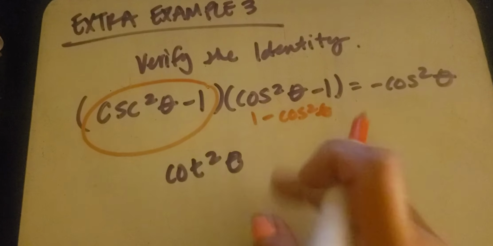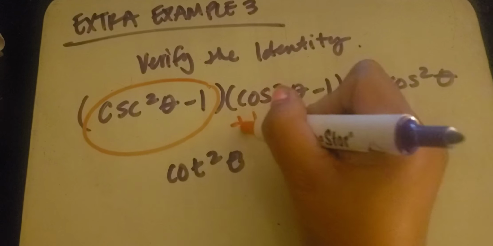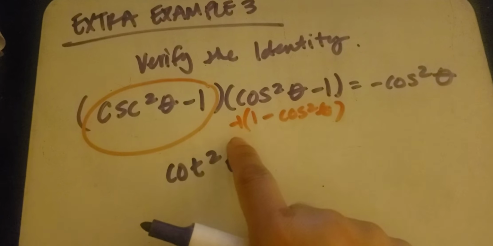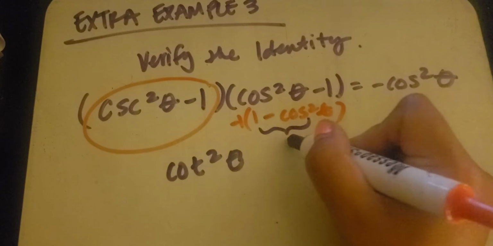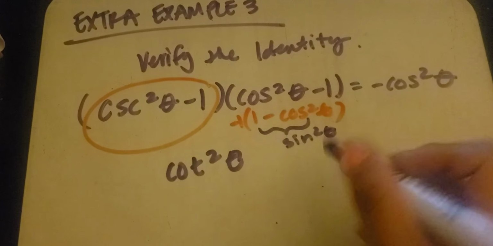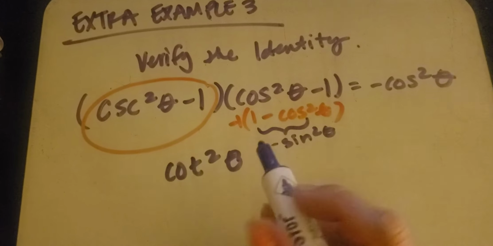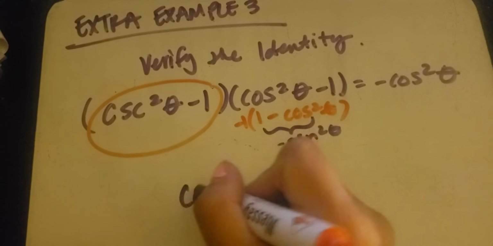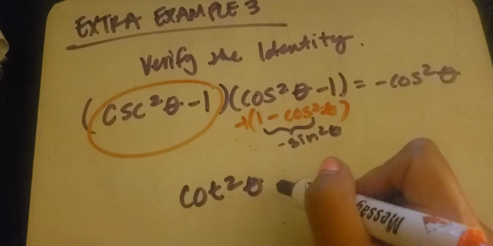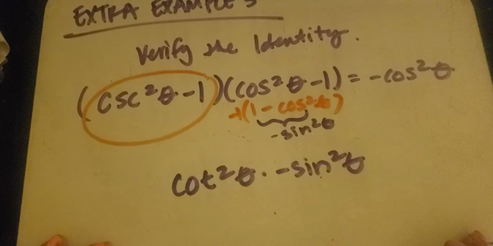So the only way I can rewrite it this way is if I factor out a negative 1. So a negative 1. Now inside, I should have sine squared theta, but because I factored out a negative 1, it'll be negative. So let me give myself enough room. I'm going to have cotangent squared theta times negative sine squared theta.